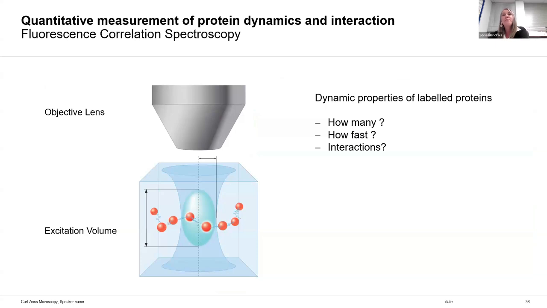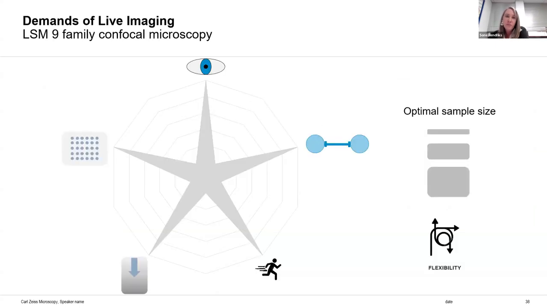It's exactly the precision of a confocal microscope that allows you to do quantitative measurements of protein dynamics and interactions through fluorescence correlation spectroscopy. In a nutshell, FCS is monitoring the movement of single fluorescent molecules through the excitation volume, and the measurements you acquire can then help you to determine the molecule's quantity and movement dynamics, as well as their association with other molecules.